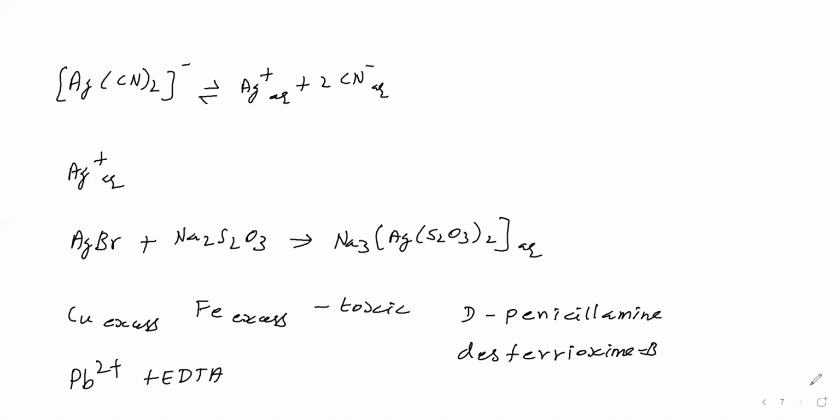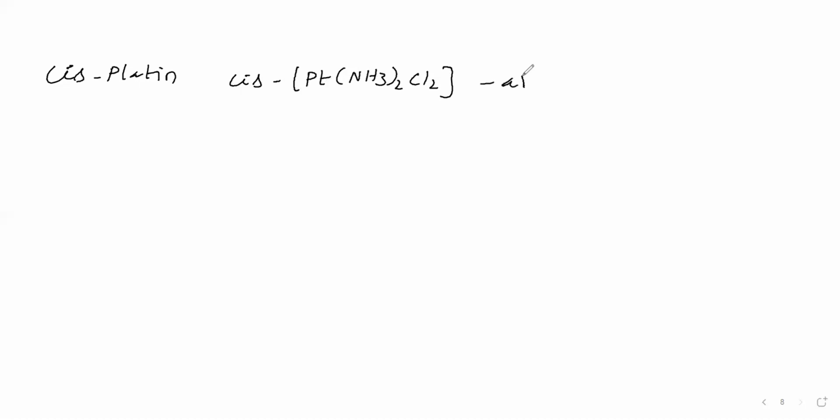Next, we will see cancer treatment. Now we will take cisplatin. Cisplatin means it is the cis isomer. Here platinum has a +2 oxidation number. For coordination number 4, it is a square planar complex. It is the cis isomer, and it is used as an anti-cancer drug.